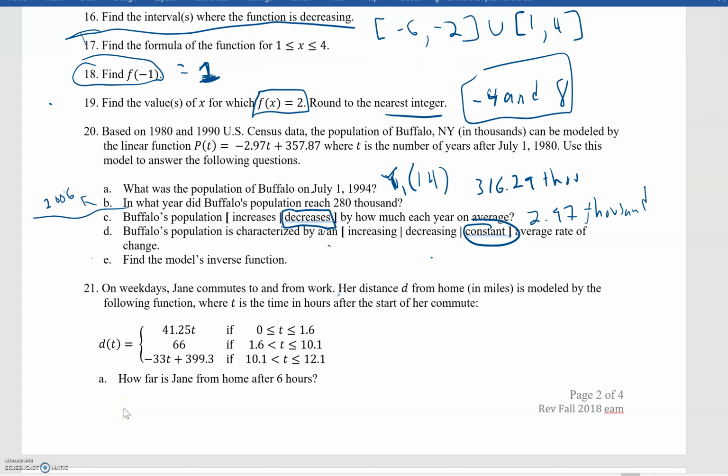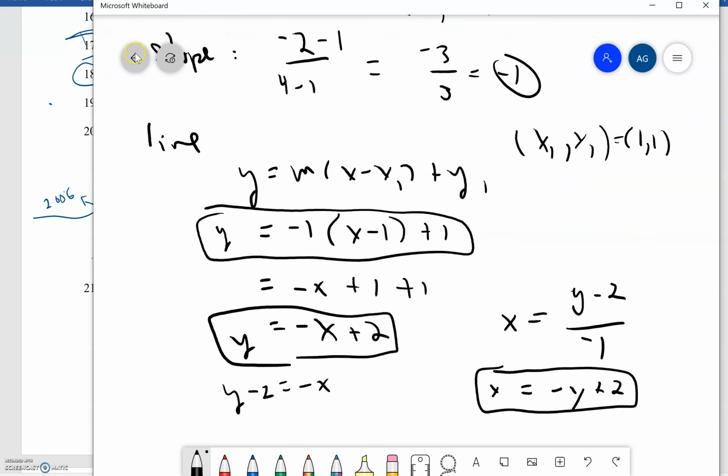Alright, so let's talk about part E of this question, find the model's inverse function, where this is the function that we begin with, and we want to find the inverse of it. Let me bring up the whiteboard.